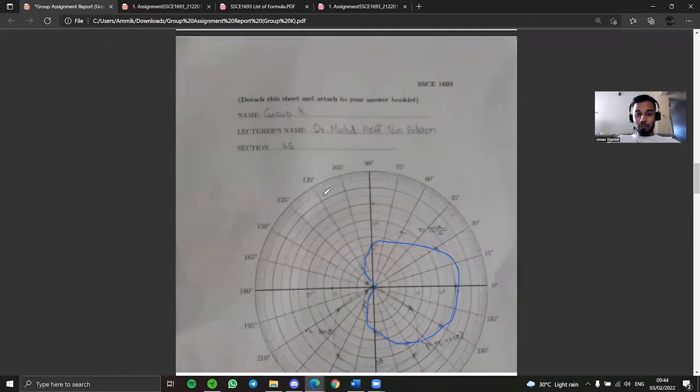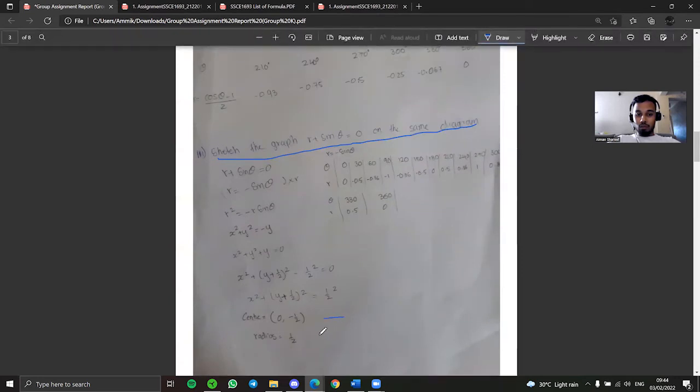Before we sketch, we have to find the center and the radius. So r plus sine theta equals 0, and we can multiply by r on both sides and get r squared equals minus r sine theta. After that, we can write r squared as x squared plus y squared, and r sine theta as y, so it is minus y.